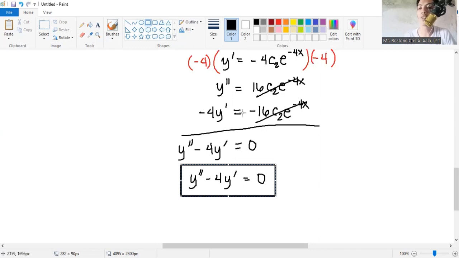Yan lang po yung ating examples ng eliminating arbitrary constants in a given equation for us to determine a given differential equation, o magka-come up tayo sa isang differential equation. That is all for today.